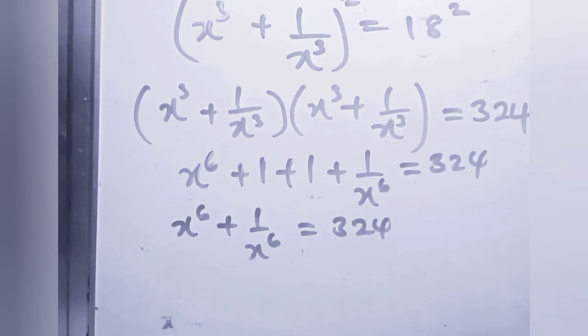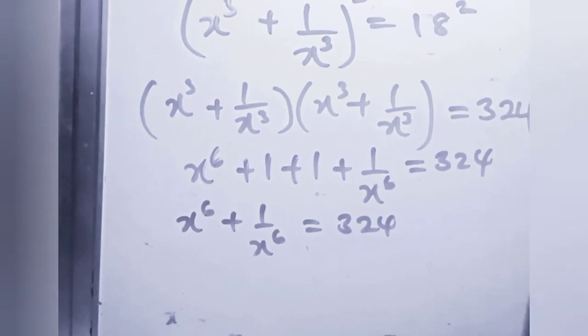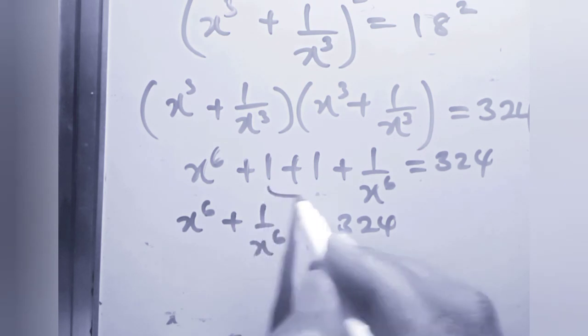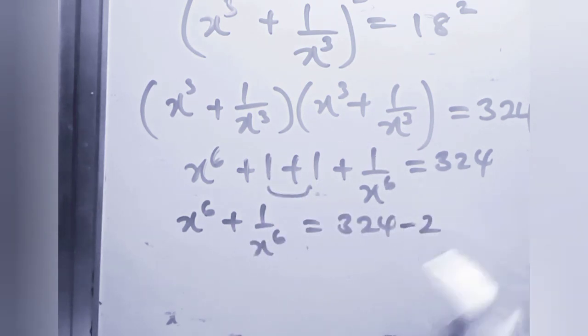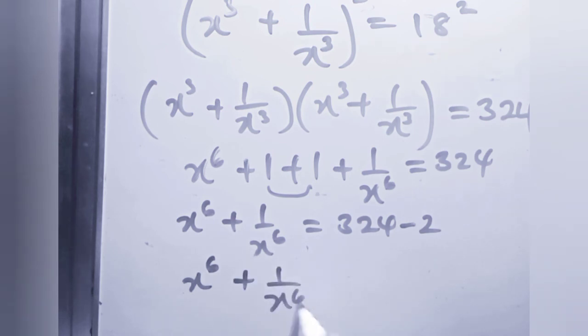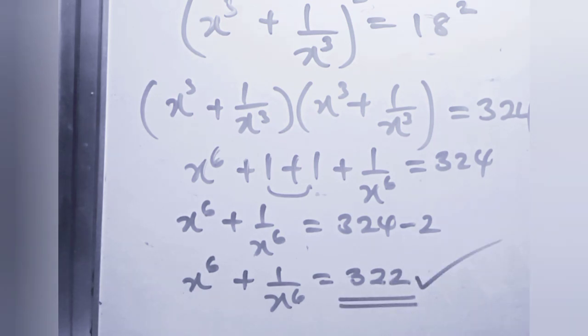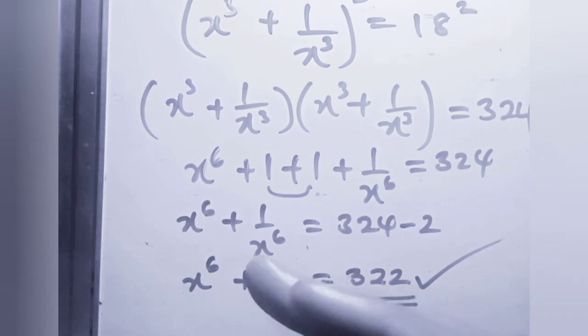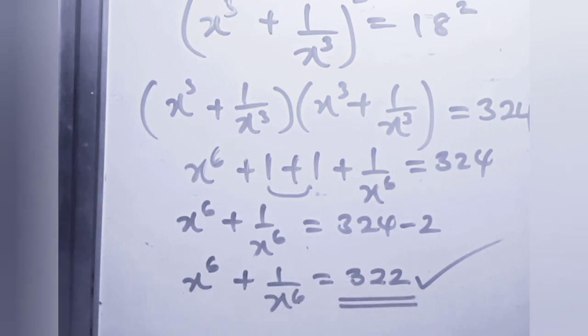Let me quickly confirm the square of 18. 8 times 8 is 64. Yeah, the answer is 324. That is correct. So by the time we add these two together, that will give us 2. We transpose to this side to turn to minus 2. So finally, our required answer is x raised to power 6 plus 1 over x raised to power 6 equals 322. And this is the answer that we need. That is the answer to x raised to power 6 plus 1 over x raised to power 6.